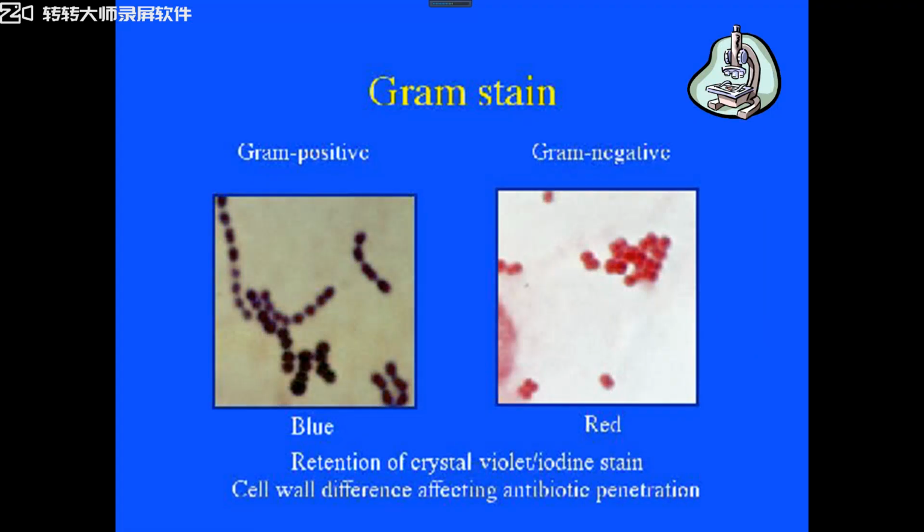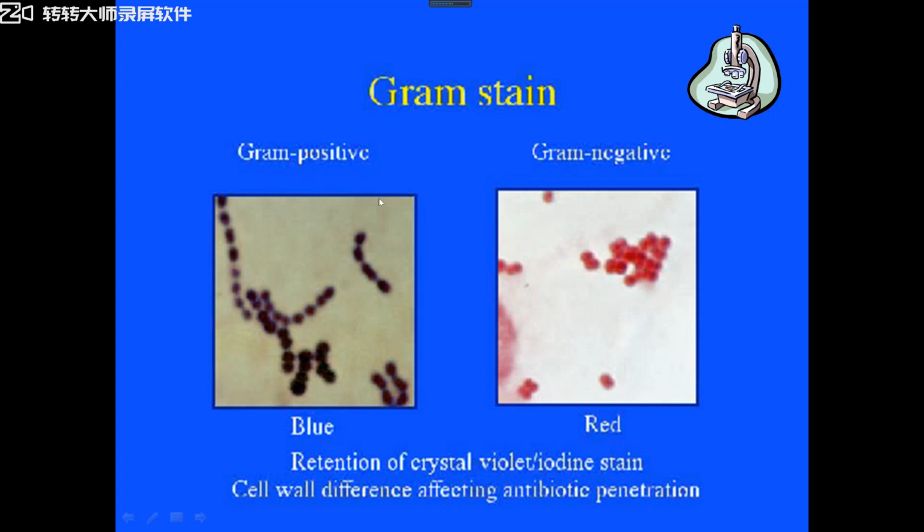in your microbiology class, you have studied bacteria, and we used the Gram stain to divide bacteria into 2 broad kinds. The first kind, gram-positive bacteria, retain the crystal violet iodine stain. The cell wall difference affects antibiotic penetration, so they are stained blue. What we call these bacteria, bacillus or coccus, we call them gram-positive bacteria.